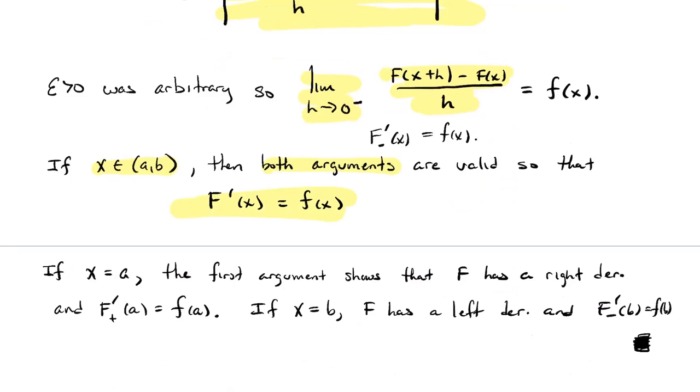All right. If you picked x to be a, then the first argument would show that f has a right derivative and its derivative's value was little f of a. If you pick it to be b, the second argument says it has a left derivative and its left derivative is f of b. And that concludes the proof of the fundamental theorem of calculus. All right.